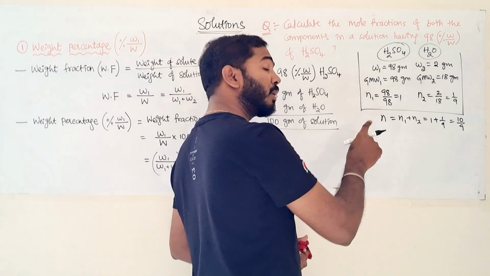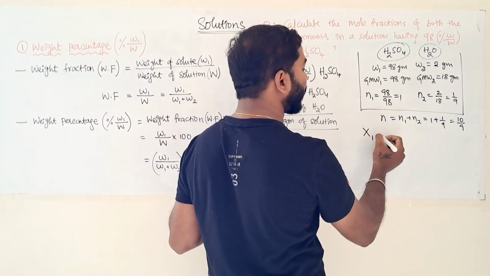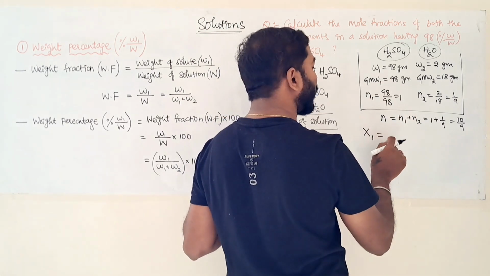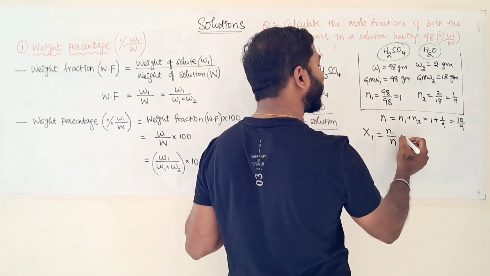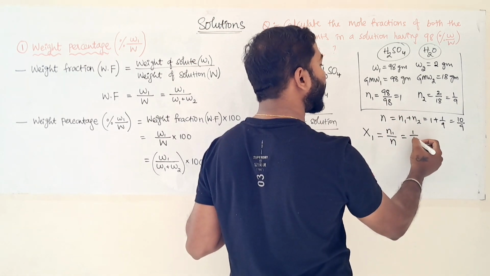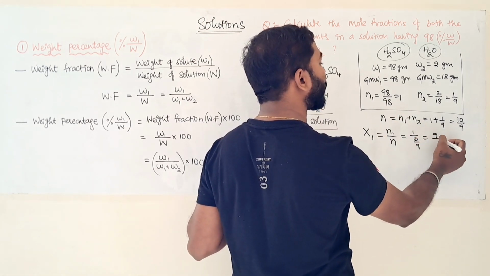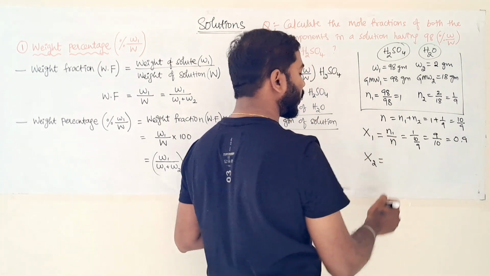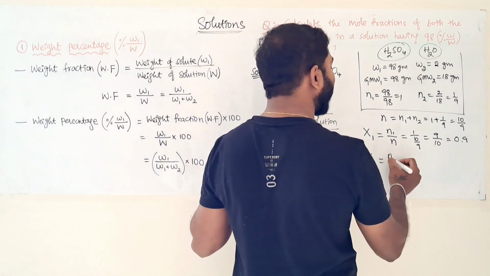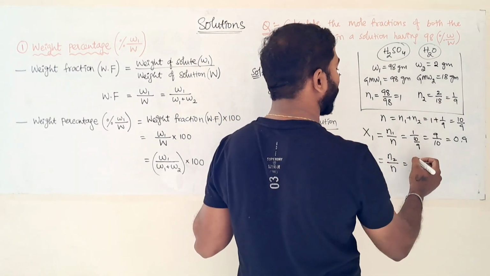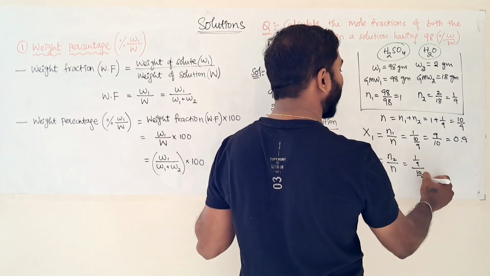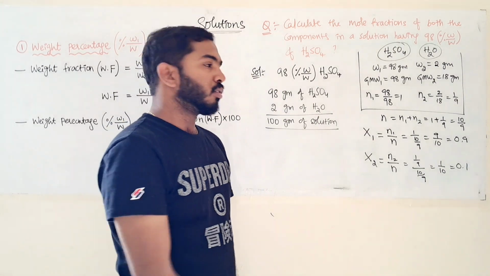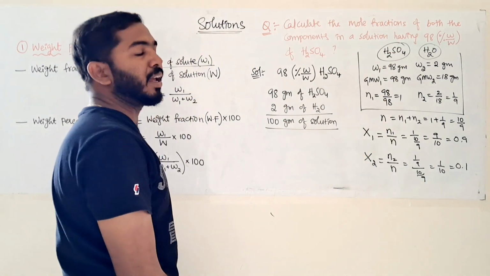And now to define the mole fraction of H2SO4 and H2O, we know all the required terms. So X1 can be written as N1 by N, which is 1 by 10 by 9, which comes out as 9 by 10, which is 0.9. Similarly, the mole fraction of water can be written as N2 by N, which is 1 by 9 by 10 by 9, which comes out as 1 by 10, that is 0.1. Okay, so this is how we are going to solve this type of problem.